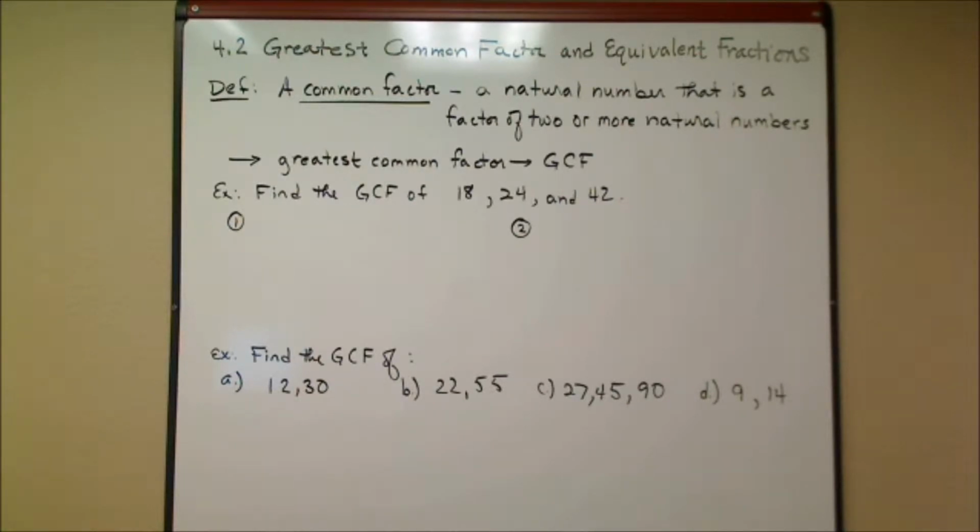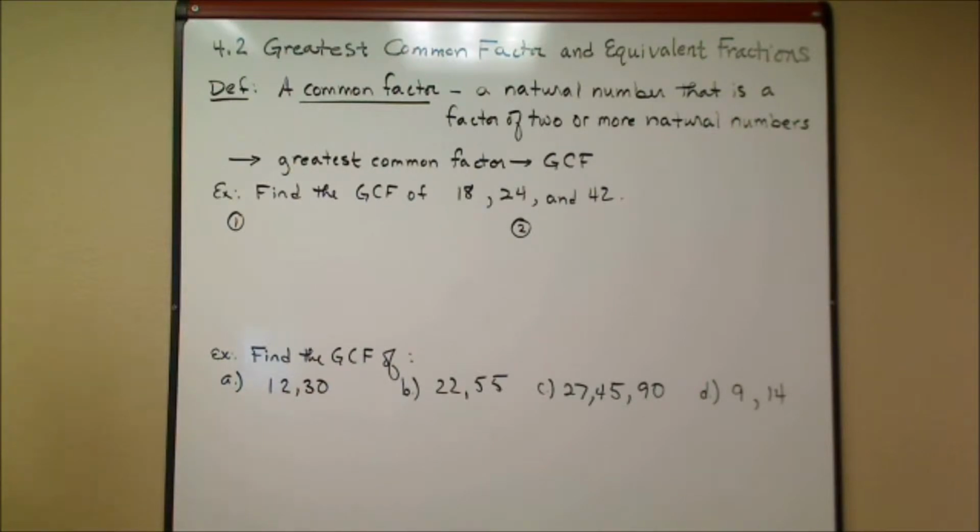Now the greatest common factor, which I've got listed here, or the GCF, that's just the abbreviation, is a very special type of common factor, and we use it when we're writing equivalent fractions. That's how the two ideas are tied together. So we're going to practice finding the GCF, and I'm going to show you 2 different ways that you can do it. Now if the numbers are small enough, you can probably do this in your head. But if the numbers are a little bit bigger, then one of these 2 methods might be superior.